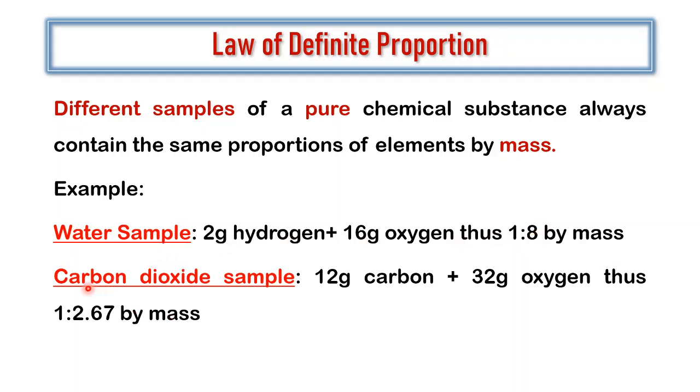Similarly, if I say I have a sample of carbon dioxide, that sample, from whatever reaction it was generated or from whatever source I collected it, will always contain 12 gram of carbon and 32 gram of oxygen. So the ratio will come as 1 is to 2.67 by mass. So this is what the law of definite proportion means.